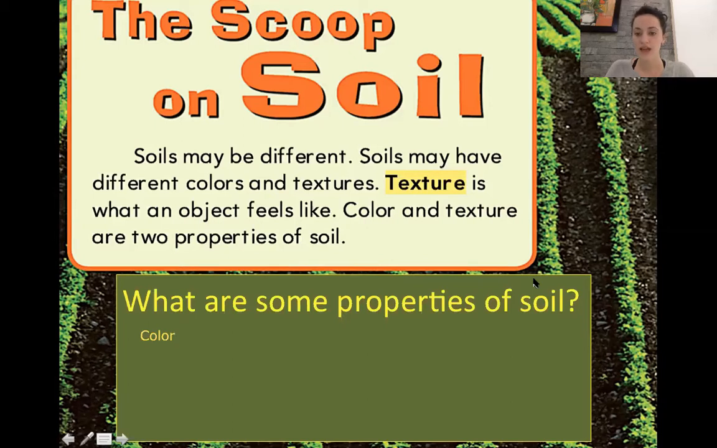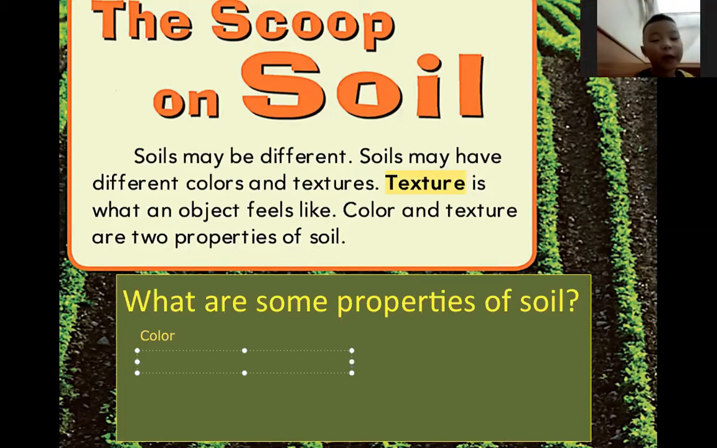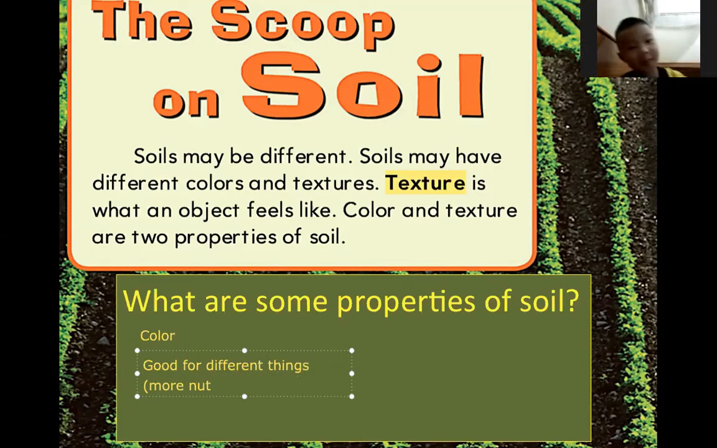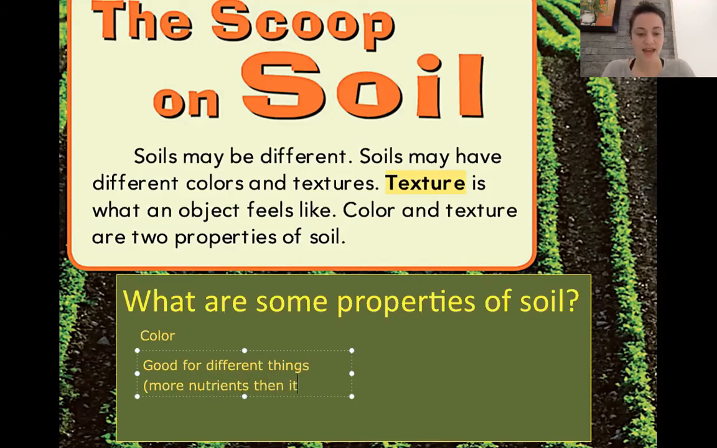What's another property of soil? So property is what something is like. So soil can have different colors. What's another way we can describe soil? Different colors, different... We can plant trees. So maybe their soil is good for different things. Good. If they have more nutrients, then it's good for planting. If they don't have a lot of nutrients, we wouldn't want to plant a farm there. We'd want to find somewhere else.